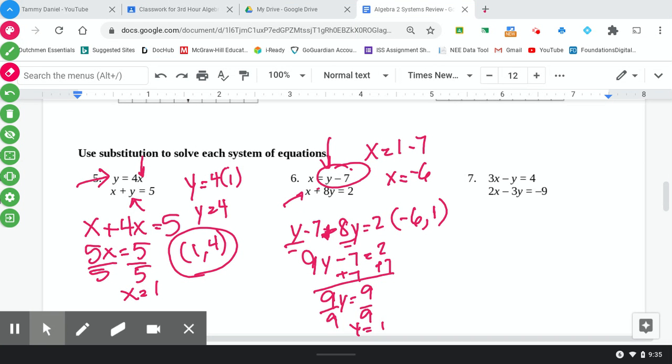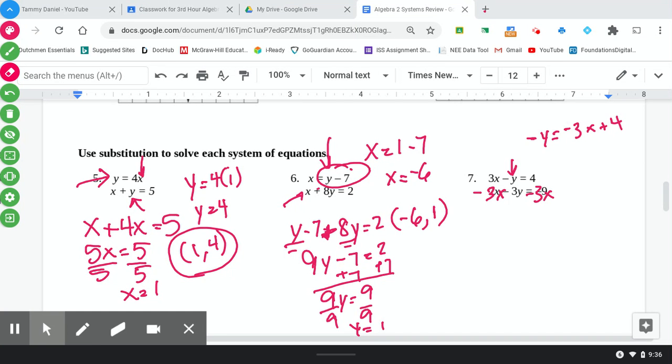Okay, on number 7, we don't have a variable that's by itself. So I need to isolate. And if you look, all of these, like all the x's and this y right here, all have coefficients in front. So we don't really want to mess with them because we would have to divide and everything else. So I'm going to try to get this y by itself. And to do that, I'm going to subtract 3x from both sides. All right, and that leaves me with a negative y equals minus 3x plus 4.